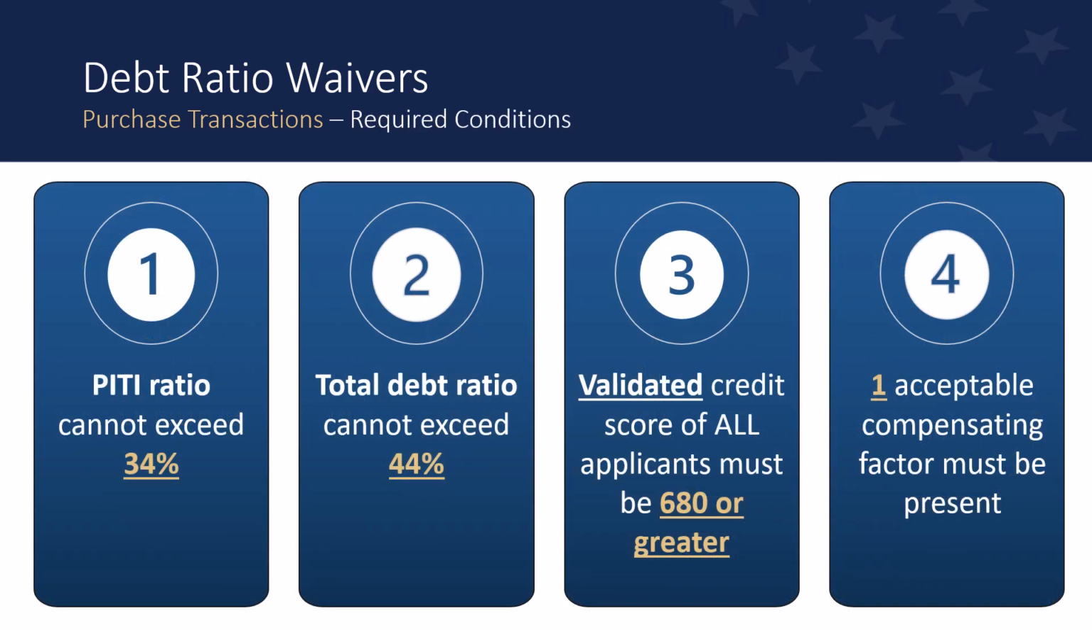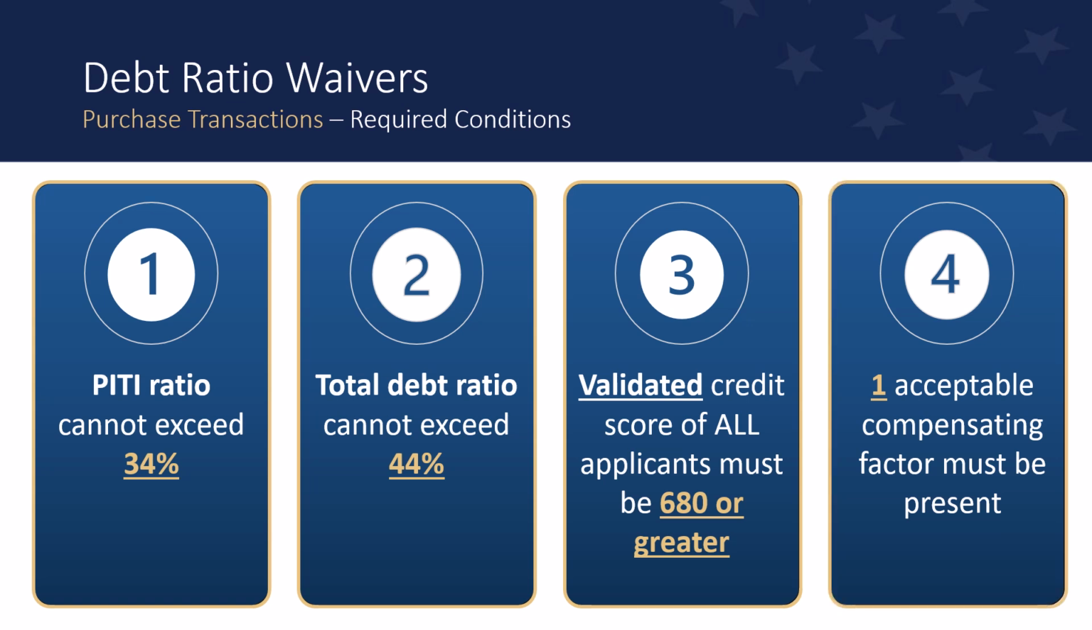USDA approval of a lender's request for the total debt ratio to exceed 41% may be granted if all of the following conditions are met. The maximum PITI ratio cannot exceed 34%. The maximum total debt ratio cannot exceed 44%. The validated credit score of all applicants is 680 or greater. And at least one acceptable compensating factor listed in Chapter 11 must be present, and supporting documentation is provided to USDA and is also maintained in the lender's permanent file.